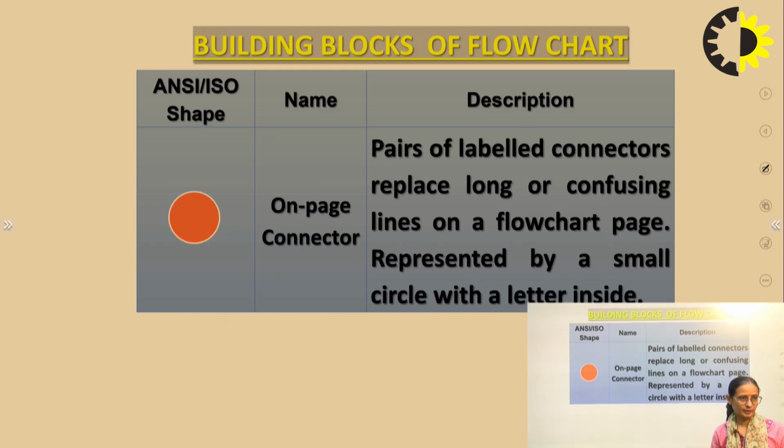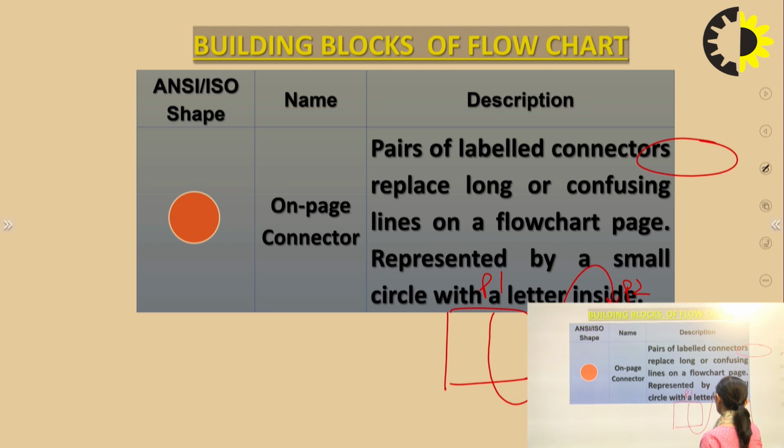This is the on-page connector, that is the circle. For the start and stop, we have used the oval. But for example, in one page, this is page 1, this is page 2, and my flowchart is flowing from this page to this page. Then how will I show the connectivity? I will show the connectivity with this symbol, the on-page connector. Here I will write, for example, A, and before starting writing my flowchart in this page, I will use the same connector and then my flowchart will continue from here.